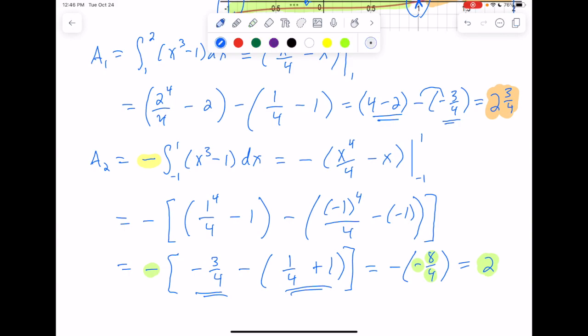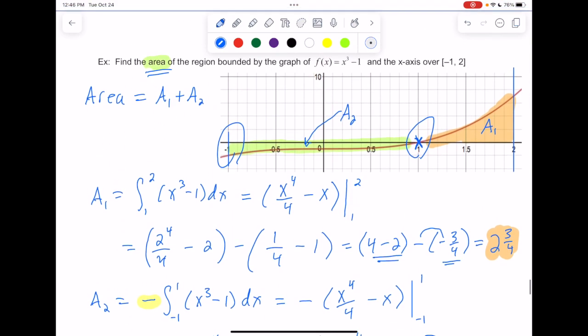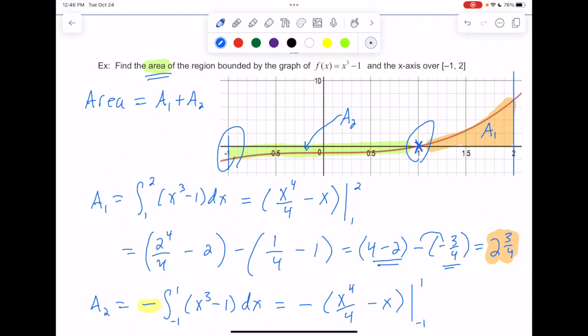All right, so going back to the original question, which is find all of the area bounded between the function and the graph, we said that would be A1 plus A2. So that's going to be 2 3/4 for the orange plus 2 for the green. So that's going to be 4 3/4 overall. So there's our final answer. The area that they asked for is 4 3/4.